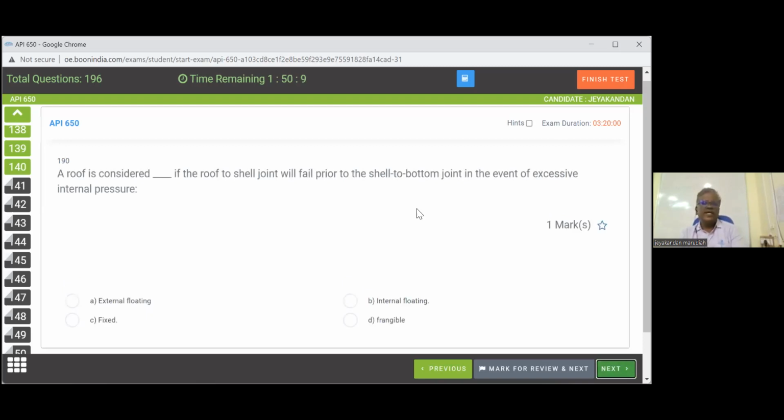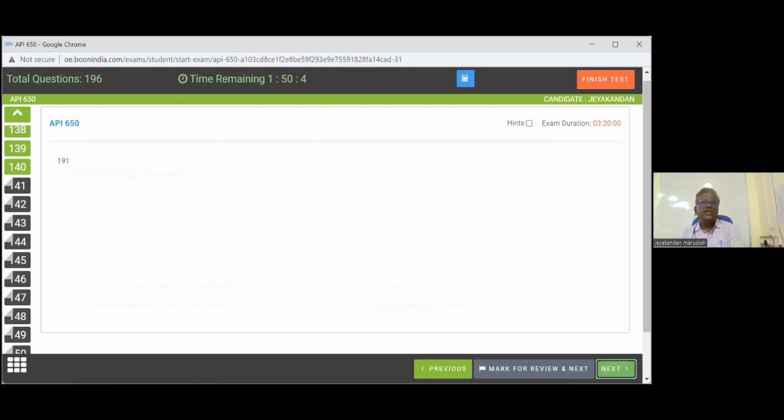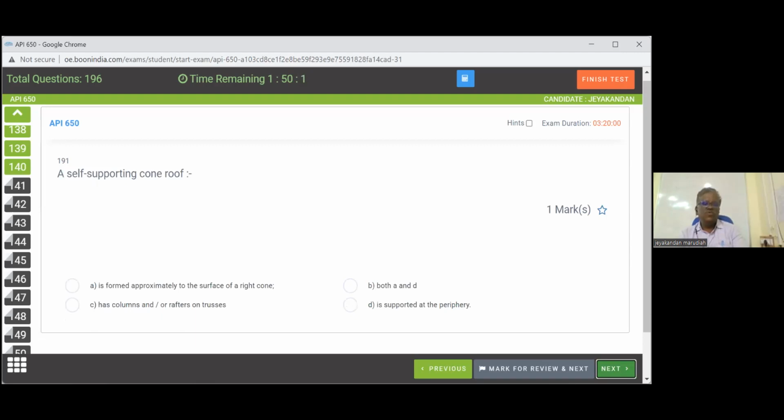A roof is considered dash if the roof shell joint will fail prior. That is called frangible. Okay. Next, a self-supporting cone roof. What is a self-supporting cone roof? Formed approximately to the surface of a right cone, correct? Has columns and rafters. Self-supporting will not have columns and rafters, so that is not correct. It is supported at the periphery. So the answer is A and B.